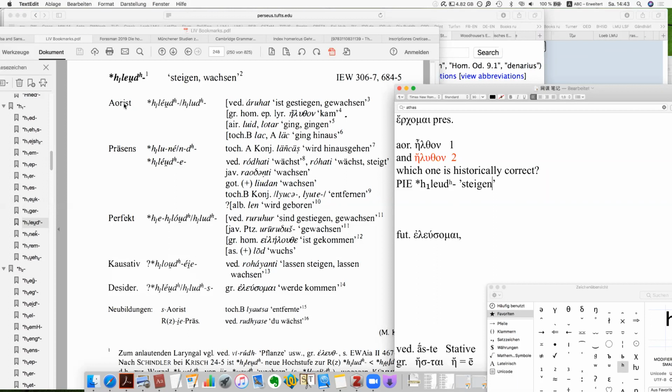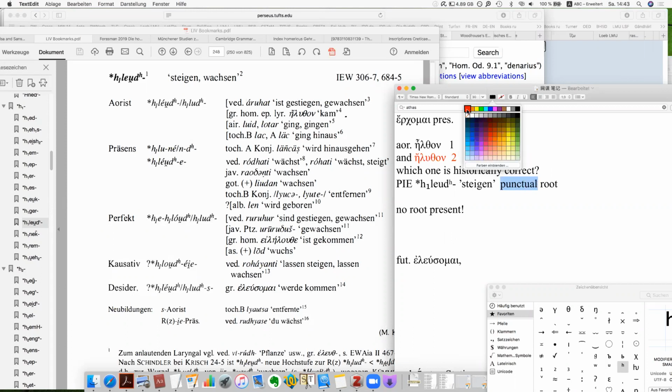Okay, and then this is how to say that? This is a punctual root. So we have a root aorist, right? And the present, it is... So this is a punctual root, and therefore no root present, right? So this is a punctual root, so we do not have a root present, no root present.